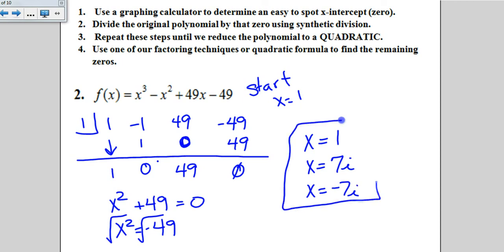I didn't mention this on the first problem, but notice we have 1, 2, 3 solutions, and the degree of our original polynomial was a 3, and that's exactly how the last problem worked out as well. That's always going to happen. It doesn't mean you have 3 real solutions, it just means you have 3 solutions. And in our case, we had 1 real solution and 2 complex or 2 imaginary solutions.